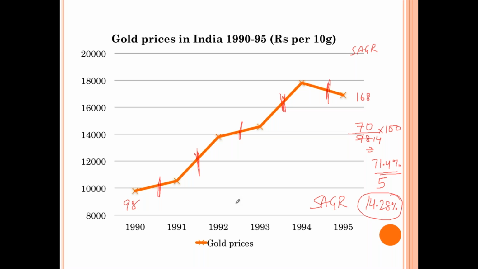Simple annual growth rate is nothing but the difference between the first year and last year, divided by the first year, divided by the number of years, right? Like 98 was here, here it was 168, the difference is 70, divided by 98 into 100, we get 71.4%. This is the total growth rate, but we are finding annual growth rate, so the answer will be divided by 5. When in doubt, you may ask.